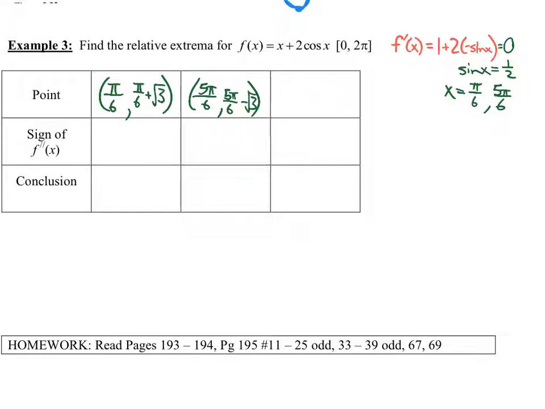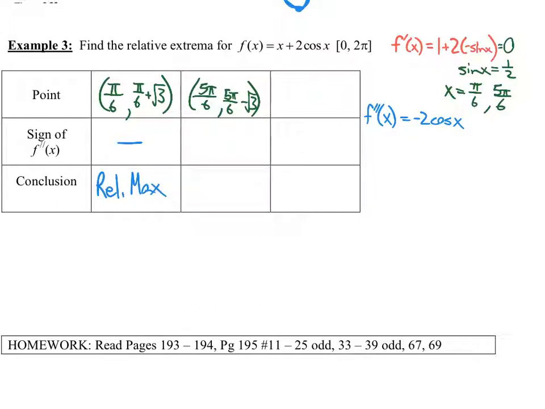Okay? So now, what's the sign of the second derivative? Well, the second derivative isn't too hard to find. Derivative of 1 is 0. Derivative of a minus 2 sine x is a minus 2 cosine x. So now I plug in pi over 6. If I plug in pi over 6, cosine is positive, so negative 2 times a positive is negative, which tells me that that point at pi over 6 is what? A relative max, okay? Relative max.